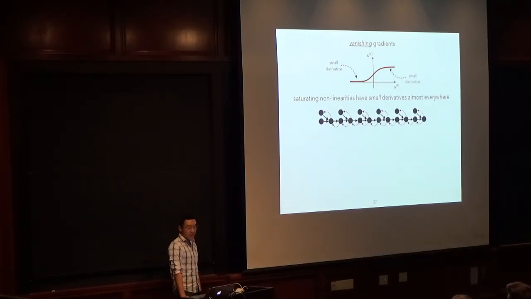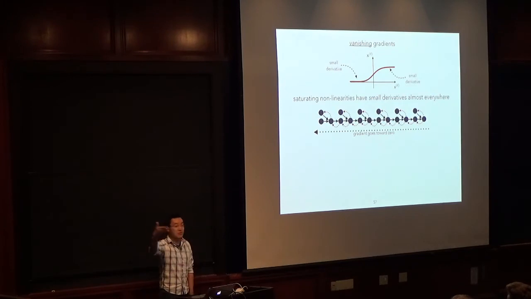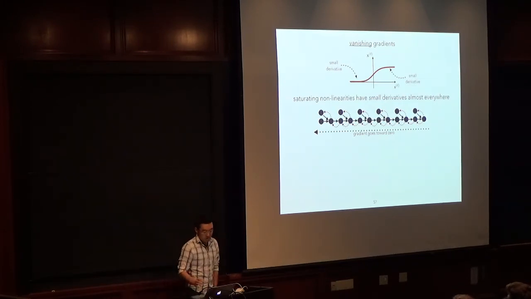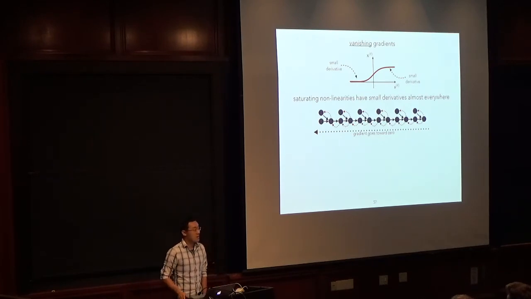And so if you apply the chain rule, it's a multiplication of a bunch of derivatives, right? So if you have this number that's like 0.1, which is what happens if you're saturating, the slope is very small. You have 10 layers, 0.1 to the power of 10 is just this really small number, and so your gradient descent is making super slow progress.